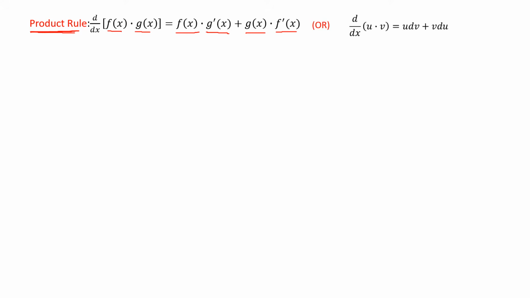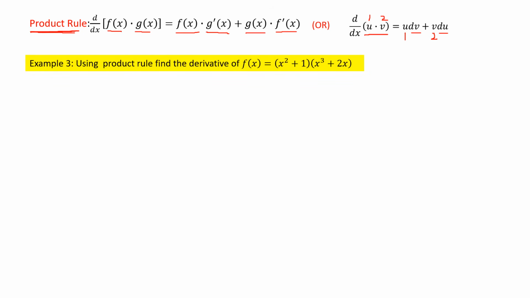Or I can say d by dx of u multiplied by v, where u is my first function and v is my second function. I keep my first function u, then differentiate my second function, dv, plus keep my second function v as it is, then differentiate my first function, du. So d by dx of u times v gives you u dv plus v du. That is the first function times the derivative of the second function plus the second function times the derivative of the first function.